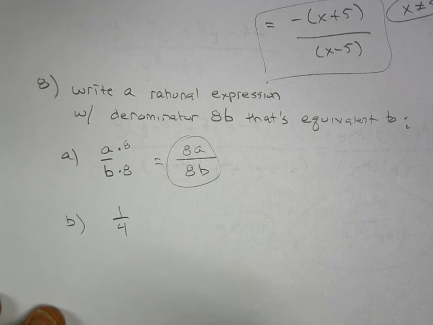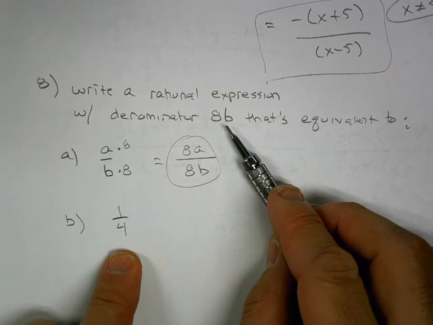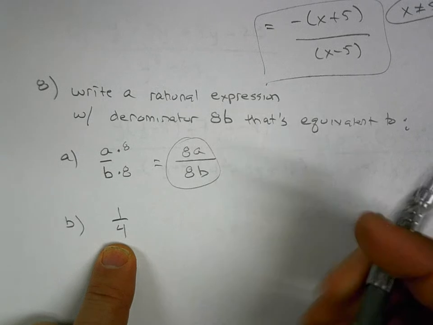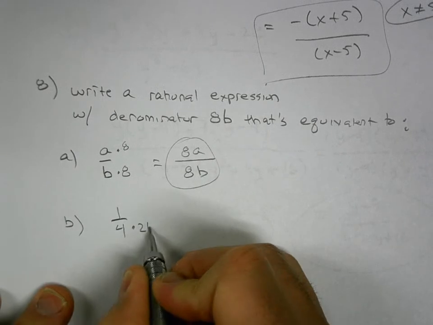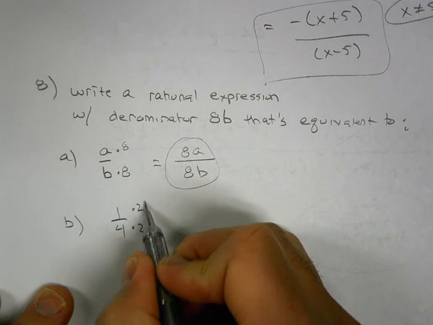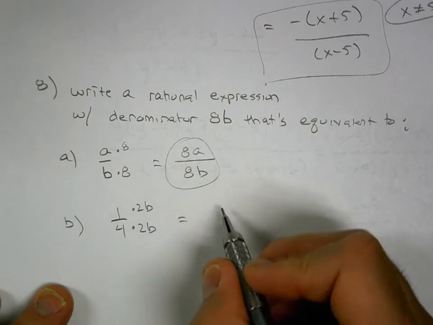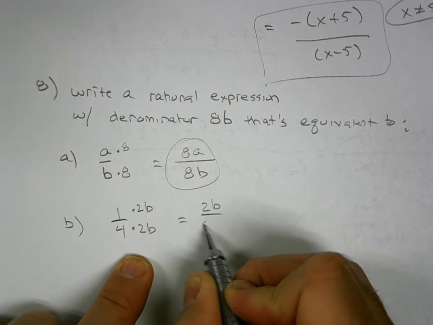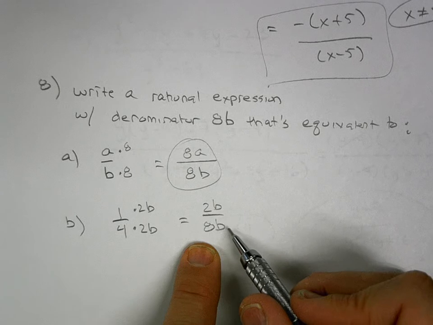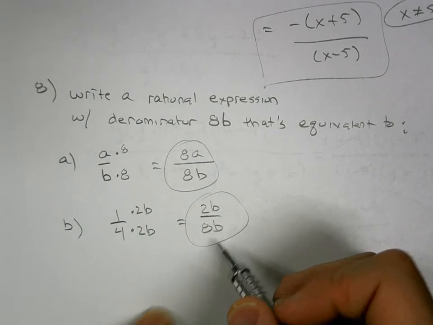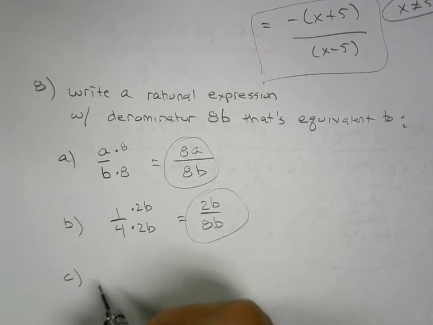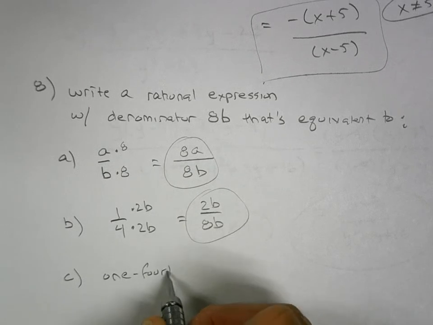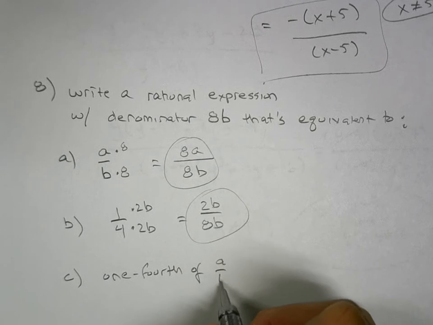Okay, b, what if we have 1/4? Right, so we want an equivalent fraction to 1/4, but we want the denominator to be 8b. Okay, there you go. So multiply by 2b, and so multiply the top by 2b. So what's our equivalent fraction that has a denominator of 8b? It's 2b over 8b. There you go. And that's 1/4, but it has a denominator of 8b. Okay, last one here. Equivalent to 1/4 of a over b.